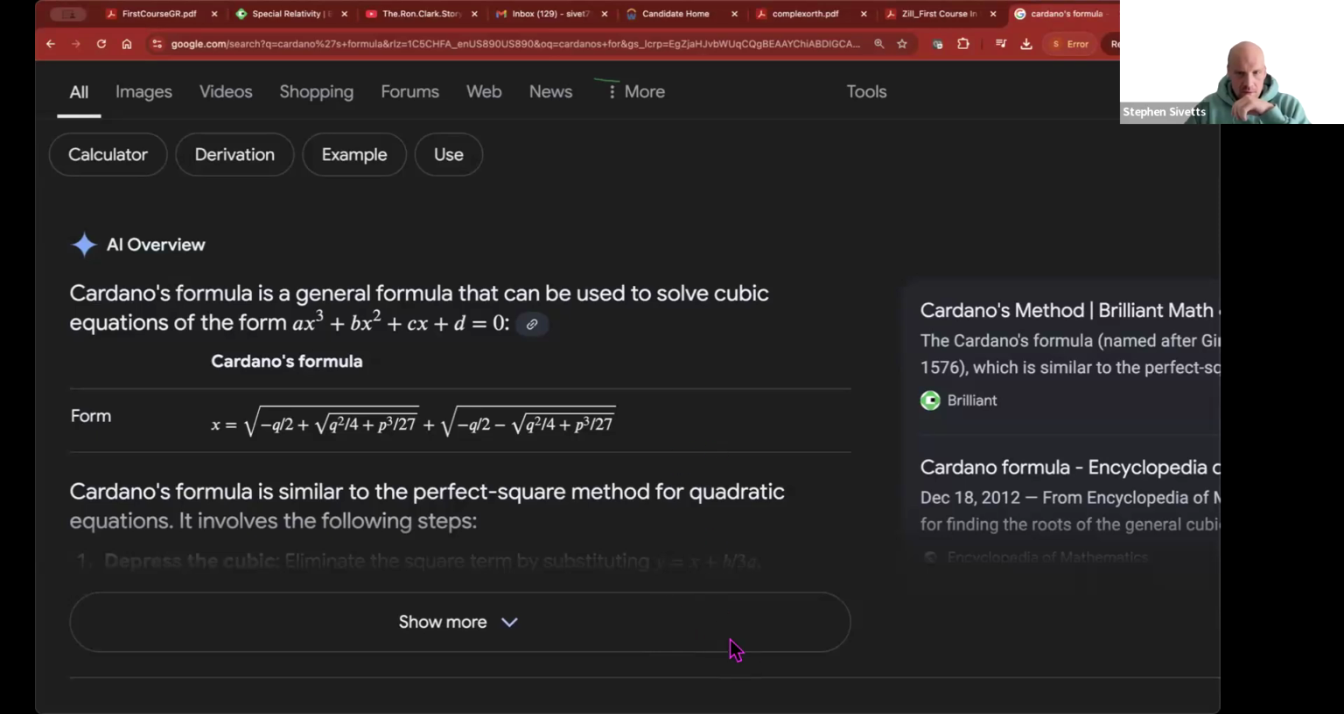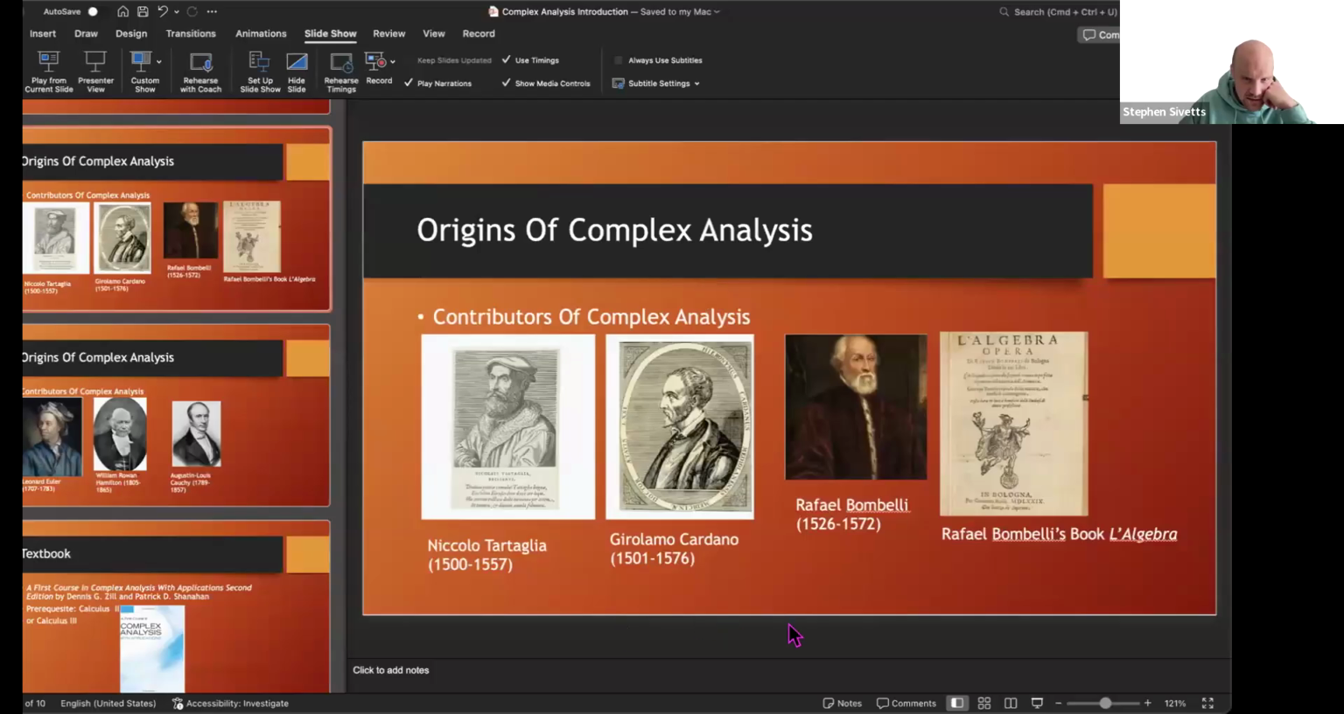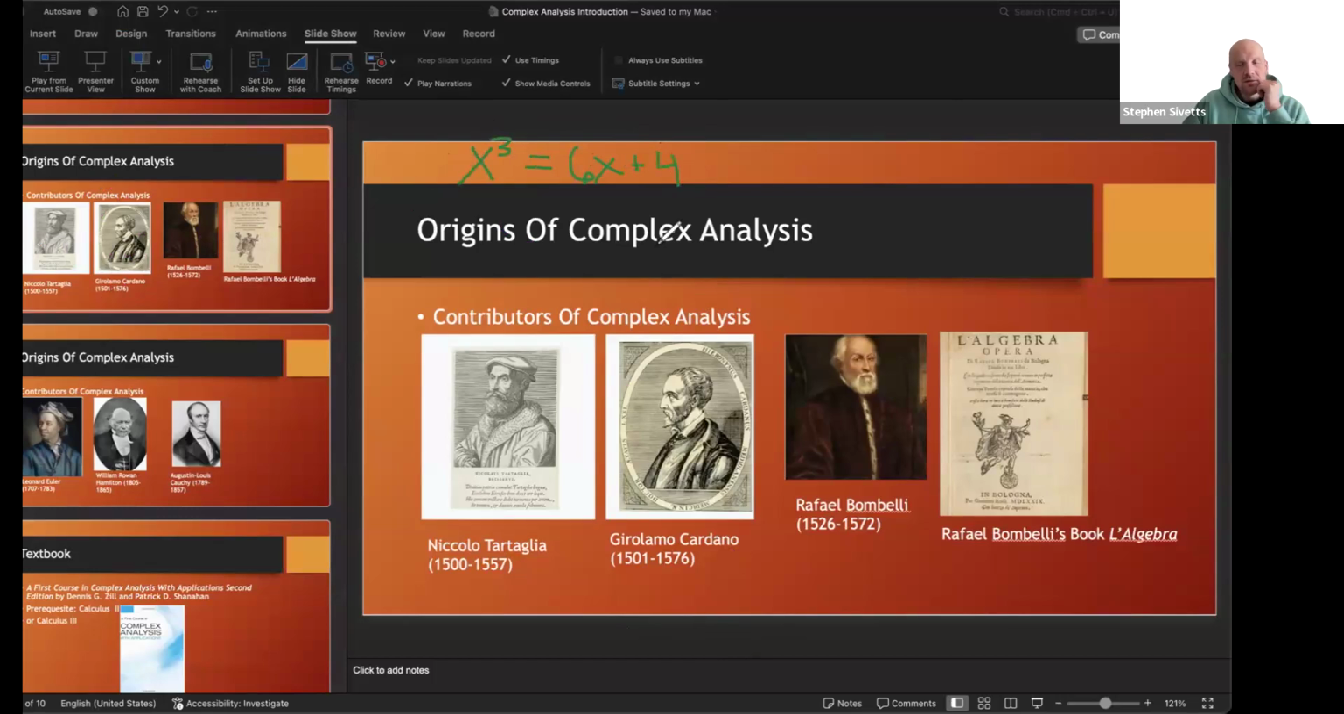So it actually looks at this example here. So if I look at this equation, 6x plus 4, that's where Cardano's formula breaks down, because you'll have numbers which will have negative square roots. And that was the formulation of where complex analysis came from.